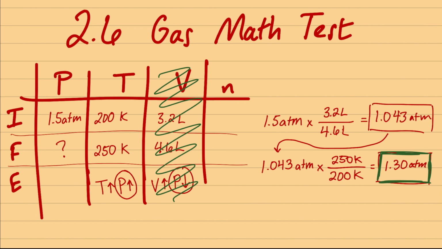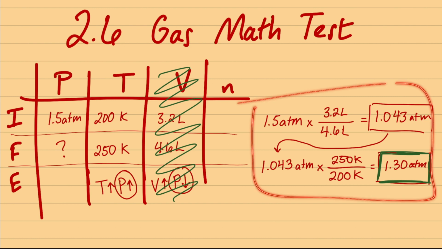Before, the way that I was showing you how to do these problems was I was just doing all of it at once. So I was taking my 1.5 atmospheres, multiplying it by 3.2 liters over 4.6 liters, and then multiplying that by 250 Kelvin over 200 Kelvin. And I think I lost some people there when I had multiple fractions lined up like that. But taking it one at a time seems to make a little bit more sense for some people. So if you struggled with this in the past, try it this way.